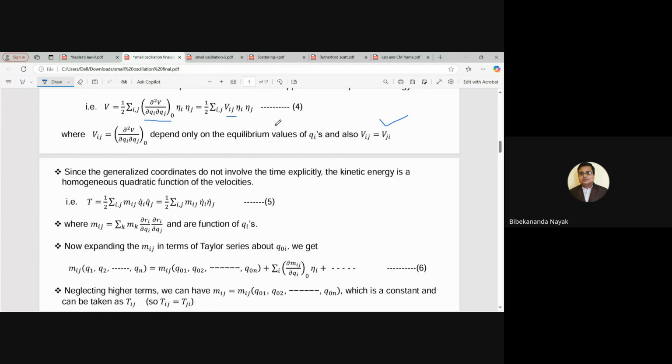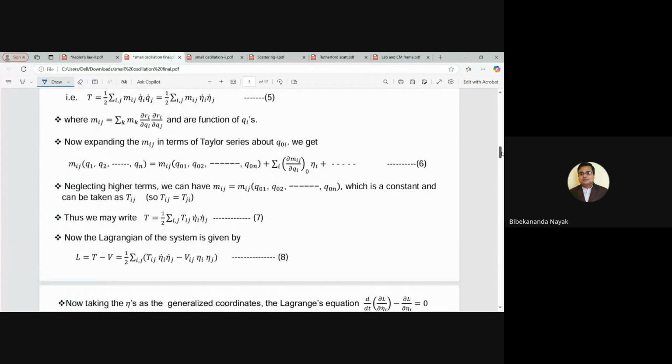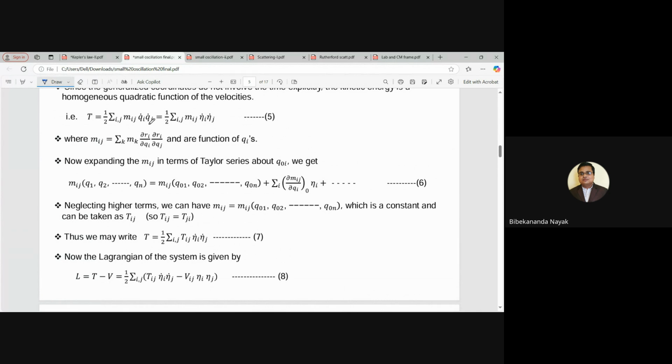Comparing with this, I can also write half T_ij eta_i dot eta_j dot, because in place of q_i I put q_01 plus eta_1, q_02 plus eta_2, so finally it converts to eta dot. So kinetic energy is nothing but half m_ij, or T_ij, eta_i dot eta_j dot. So the final formula is the Lagrangian, T minus V: half sum T_ij eta_i dot eta_j dot minus V_ij eta_i eta_j. It is from this Lagrangian that we actually calculate the frequency of small oscillation.